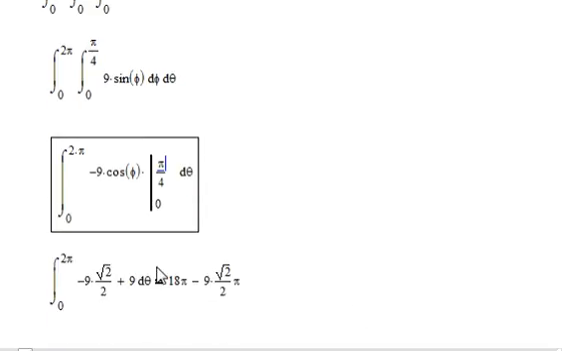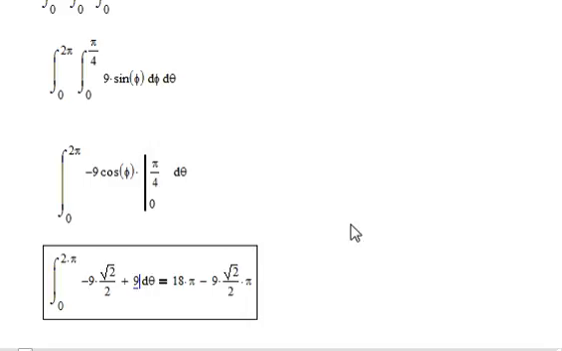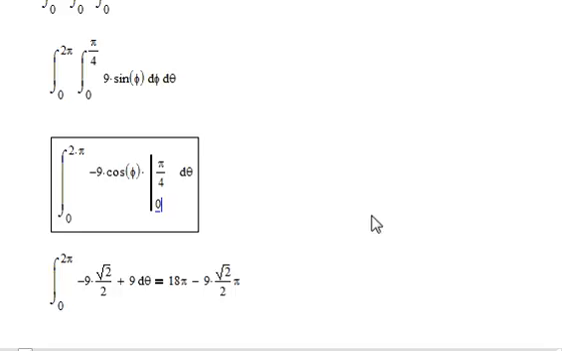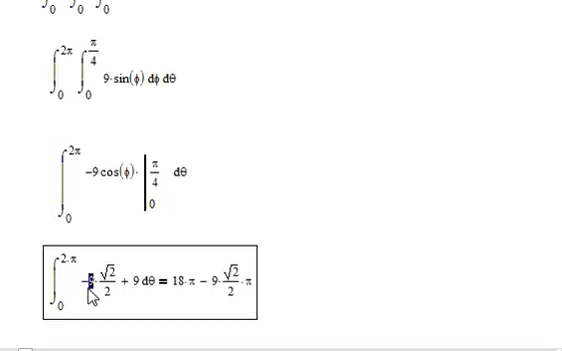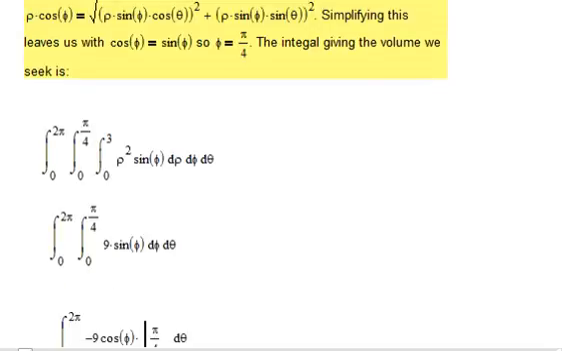And so that would give us, putting in pi over 4, square root of 2 over 2 with a negative on it, and minus a negative will give us a plus 9 when we put in 0. And that's going to be evaluated for theta going from 0 to 2 pi. So just take this answer we have in here, multiply it by 2 pi, we get 18 pi minus 9 square root of 2 over 2 pi. That is our volume.